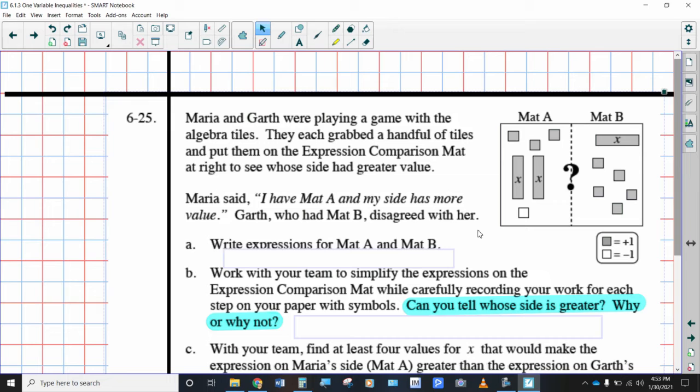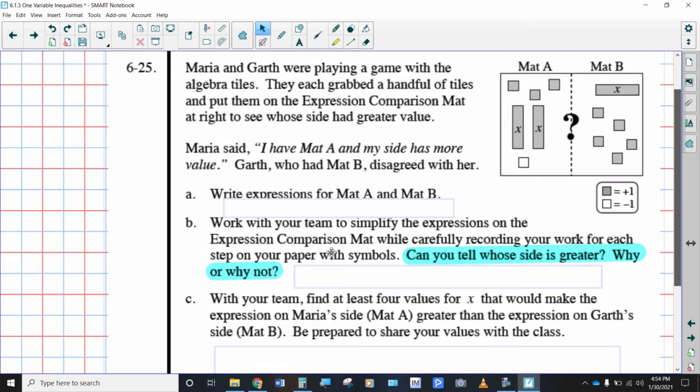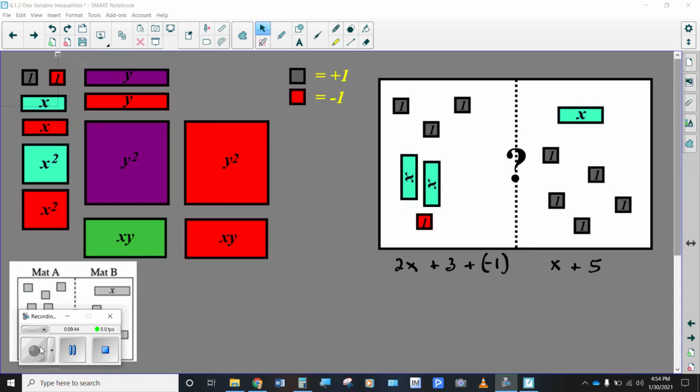So what we're going to start with is write down what are these two expressions. So write an expression for mat A, and then write an expression for mat B. And then you are going to work to simplify the expressions to determine which one is greater and which one is less, okay? And then explain, can you tell which side is greater, why or why not? So let's just start with that first. Go ahead and pause and work through that process.